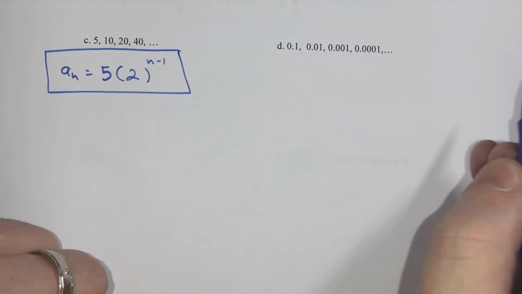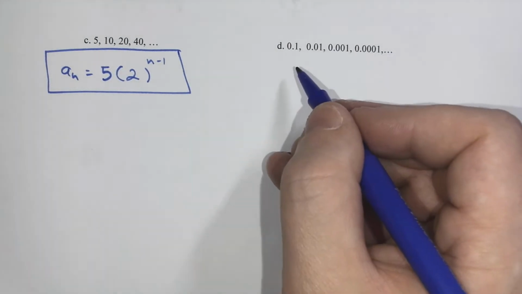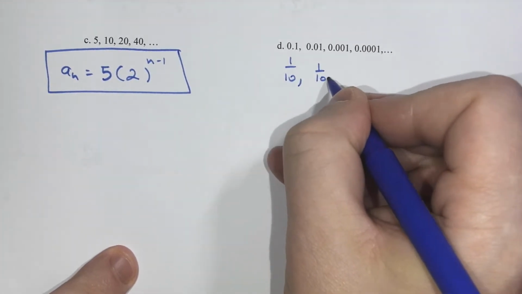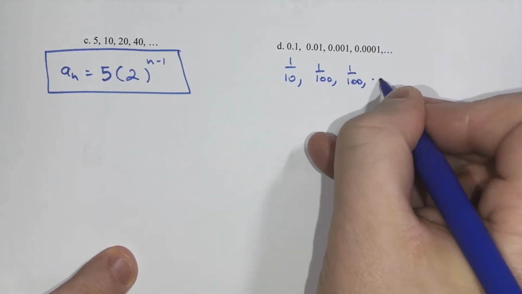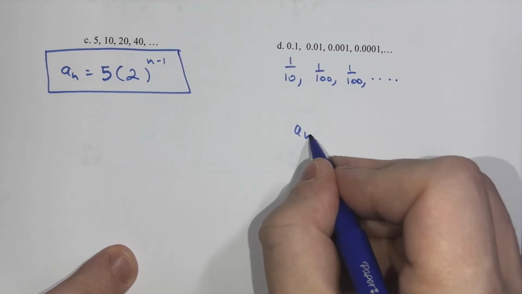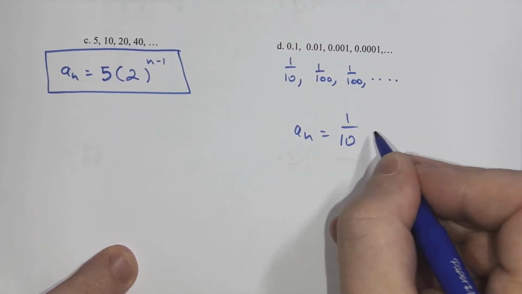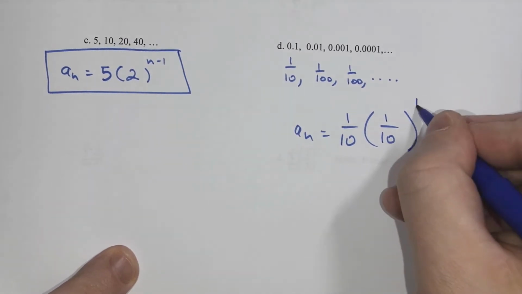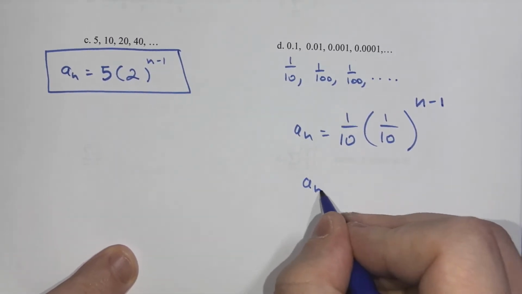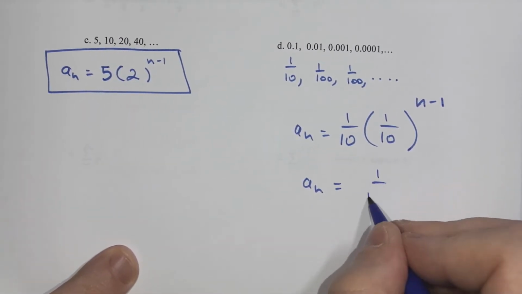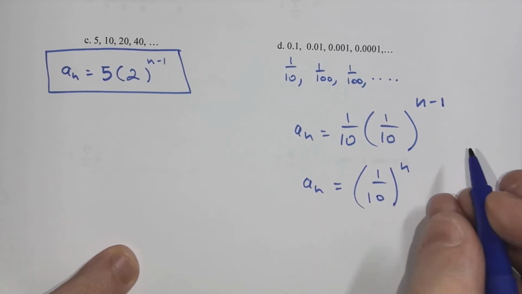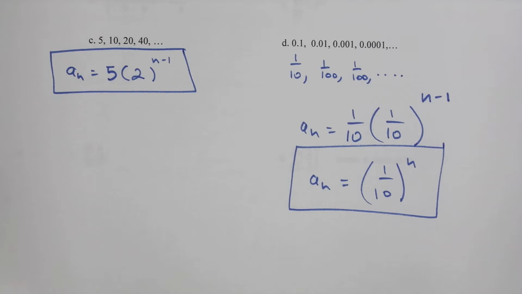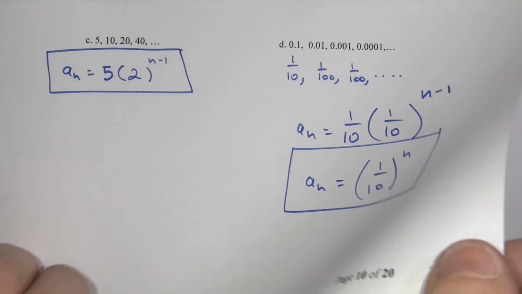And finally, over here, I actually have an easier time if I think of these in fraction form as 1/10, 1/100th, 1/1,000th, etc. Because then I can clearly see that my first term is 1/10, and my ratio is to multiply by 1/10, and that's to the power of n minus 1. So in this case, I might actually write it more simply as 1/10 to the power of n. But that's how we would solve the problems on this page. Okay, moving on.